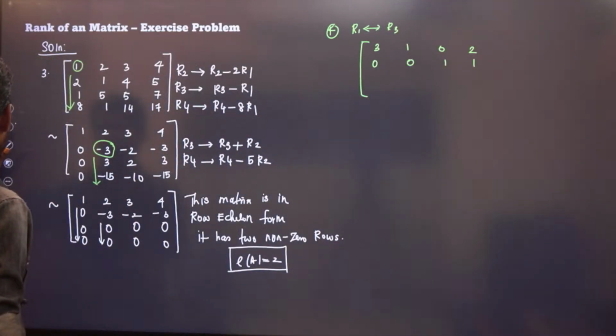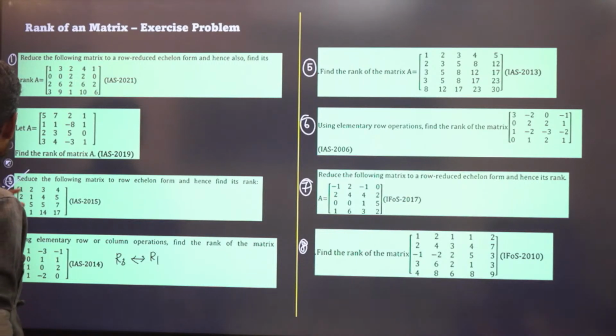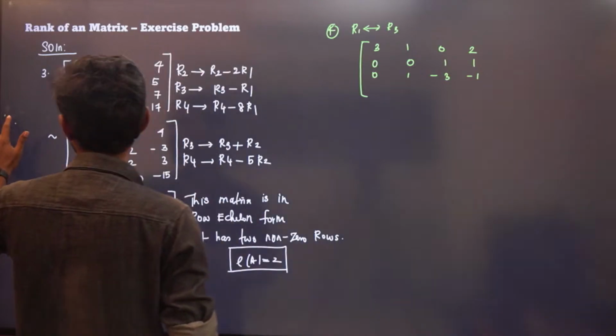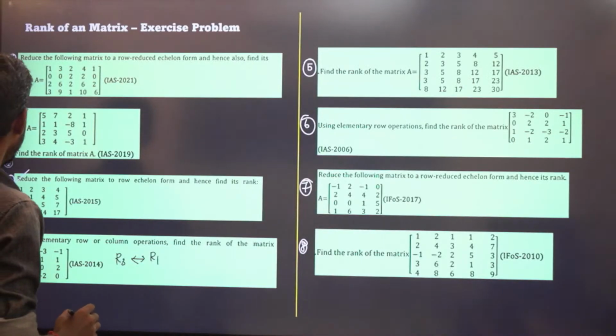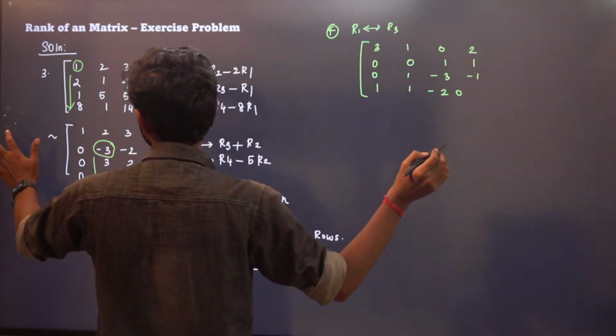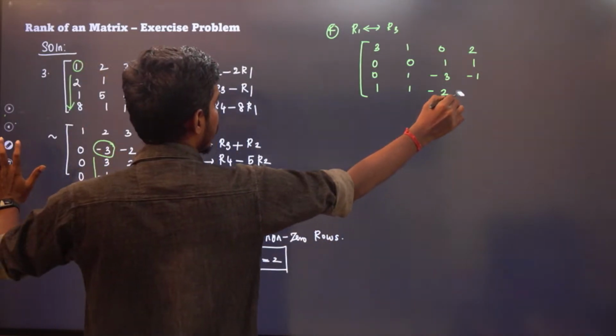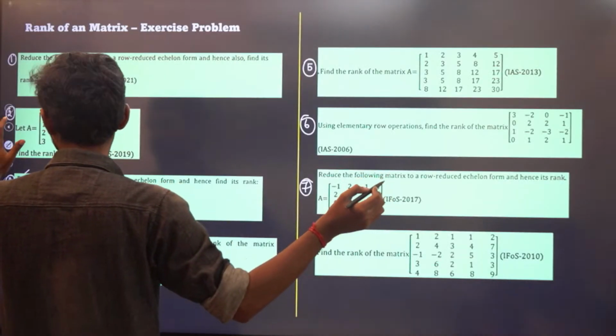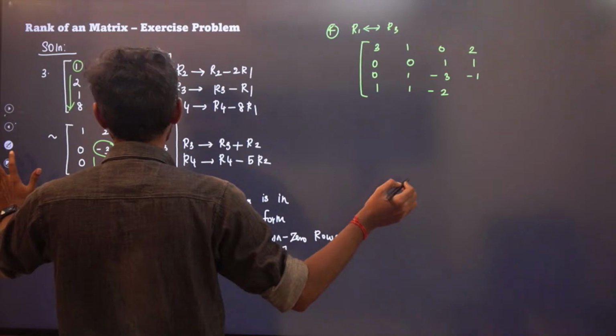R1 is now moving to R3: 0 0 1 minus 3 minus 1. R4 will remain as it is: 1 minus 2 0. So always make sure that your first row, first element is non-zero. It will be easy for you to do the problem. You can always interchange rows.